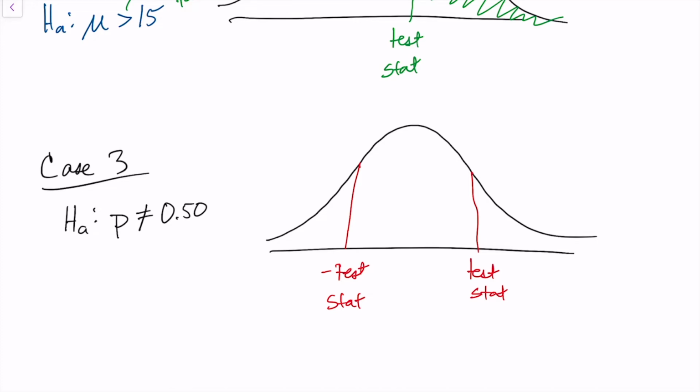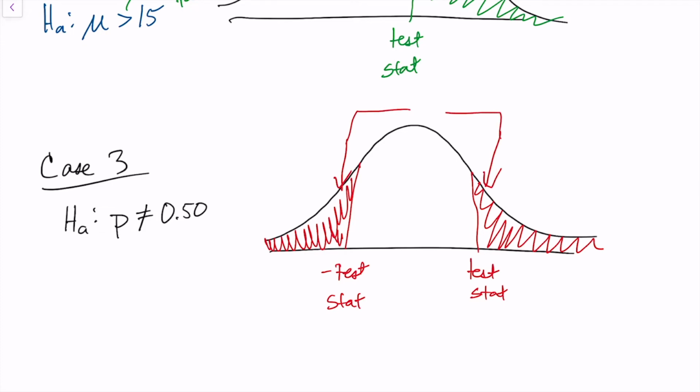And so what we're going to do is we shade area in both tails to the left of the negative test statistic and right of the positive test statistic. And that combined area, that is the p-value. Okay? So often what we do is we calculate one of the tails and then we just multiply it by 2 because they're the same due to symmetry. And so for that reason, we call this a two-tailed test.